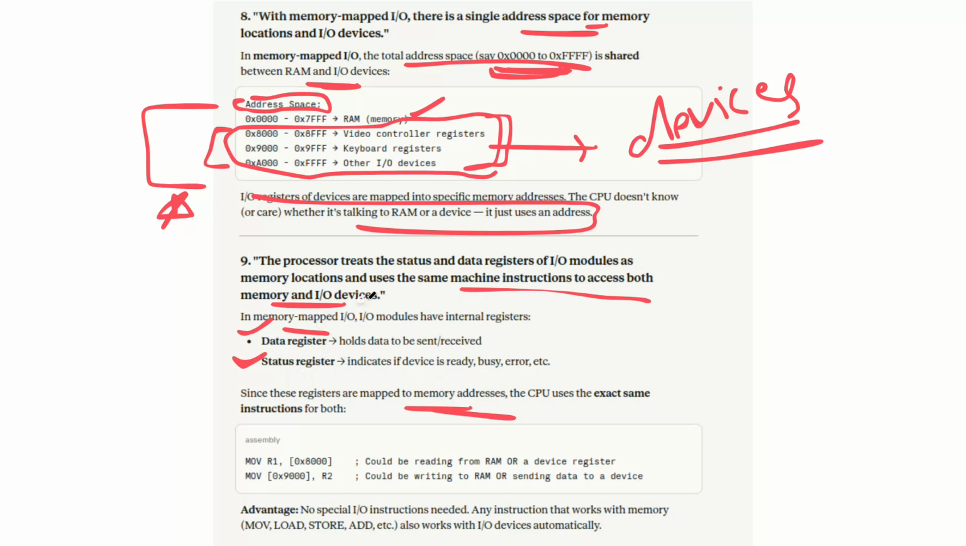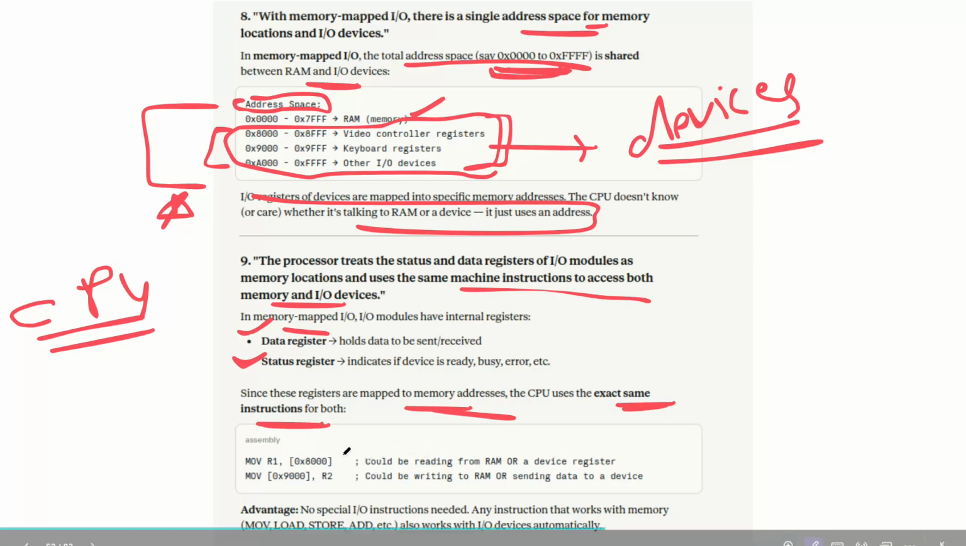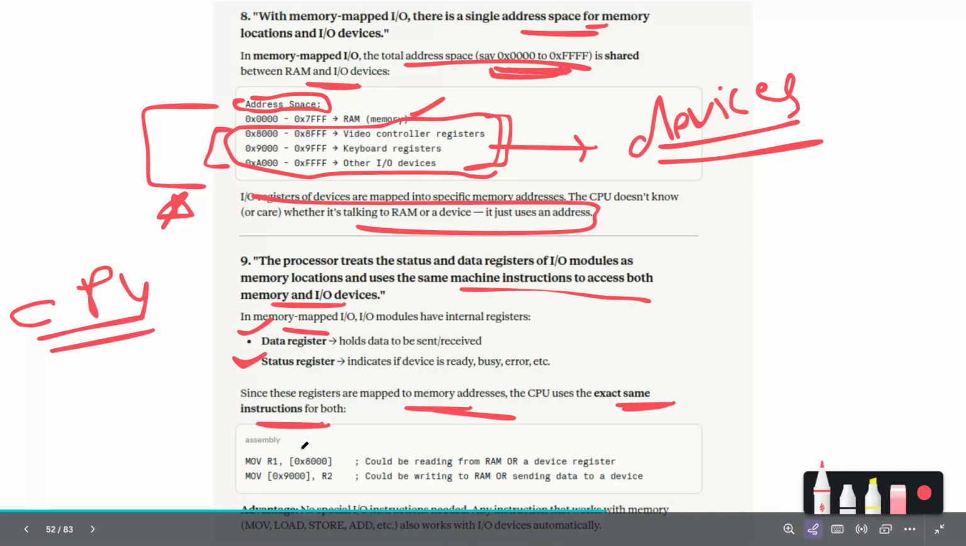For instructions, the CPU would treat these as memory locations, so it will use this to access. Since these instructions are mapped to memory addresses, the CPU uses the exact same instructions for both. Here, move R1 comma 1, this address is given. This means it can be reading from RAM or a device register. Or it could be writing to RAM or sending data to a device, right?